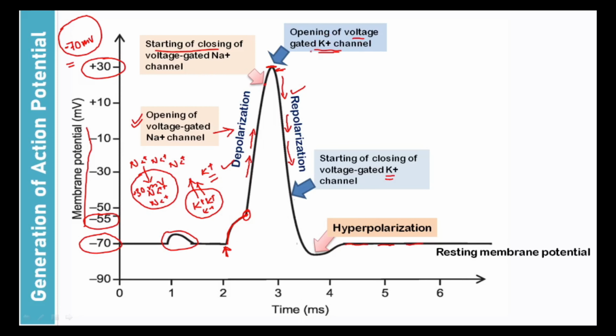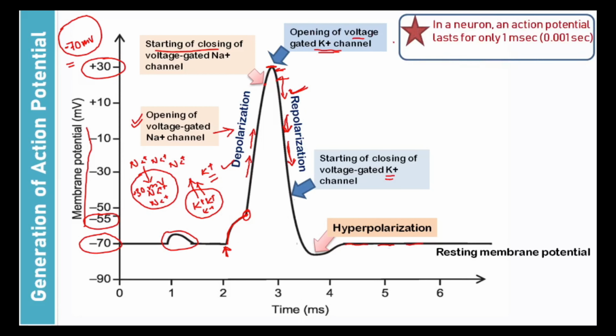and at the peak there is an opening of voltage gated potassium channel. As soon as the potassium channel opens, and there is a closing of the voltage gated sodium channel, there is a repolarization phase. Slowly the membrane potential will come down, and again it will attain the resting membrane potential. So this is the generation of action potential.